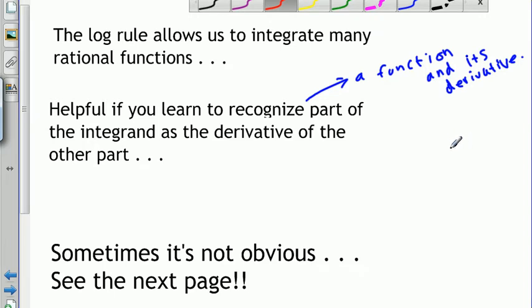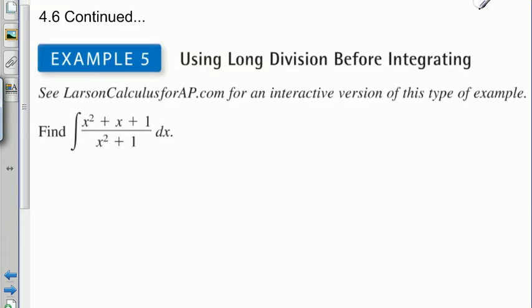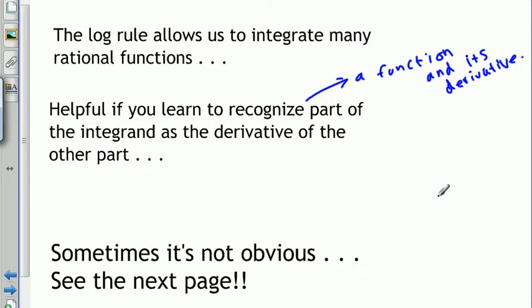Okay, so this video, just so we're clear, is this video right here, 4.6 continued. You might think of it as 4.6c, and it is a continuation of log integration. But I just want to start on this page first.